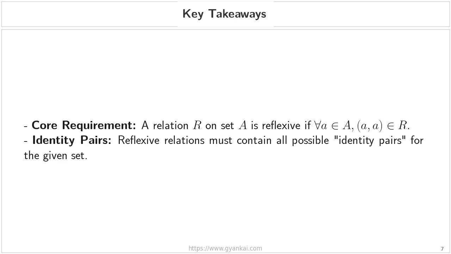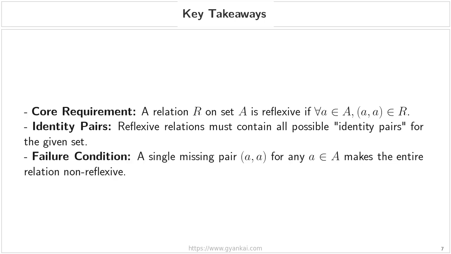In simpler terms, this means that reflexive relations must contain all possible identity pairs for the given set. As we saw in our mathematical examples, these identity pairs are the ones where an element is matched specifically with itself. Finally, let's emphasize the failure condition. As we discussed when covering common mistakes, a single missing pair (a,a) for any element in set A makes the entire relation non-reflexive. It is an all-or-nothing property. If even one element is not related to itself, the relation fails the test of reflexivity.